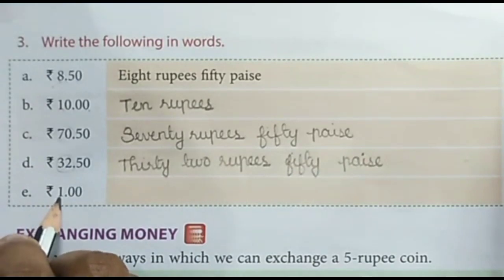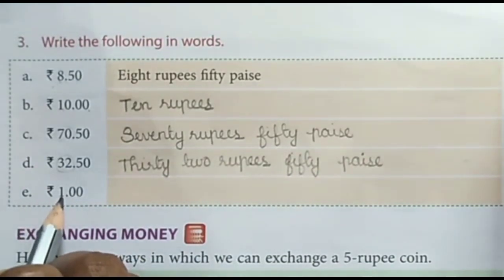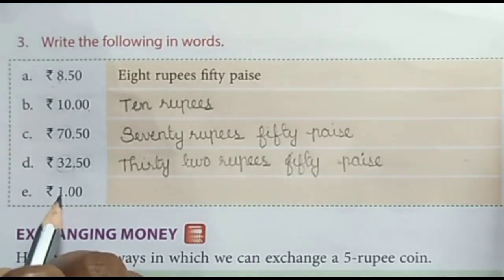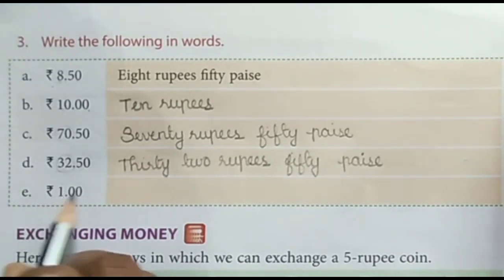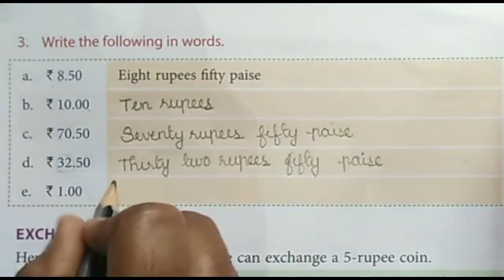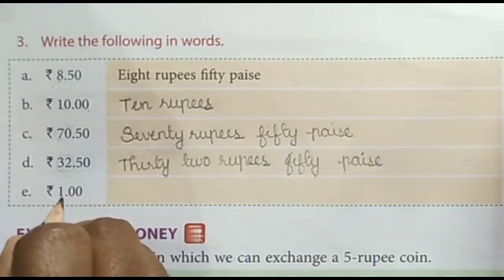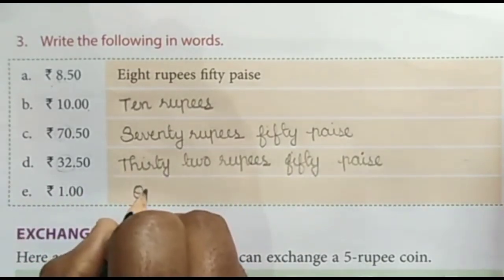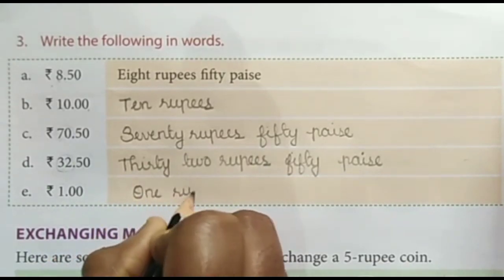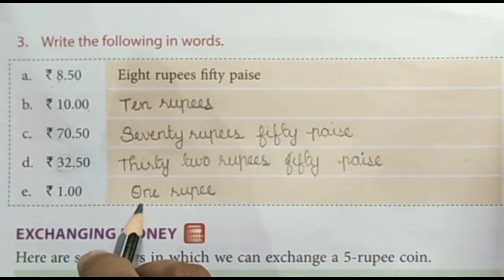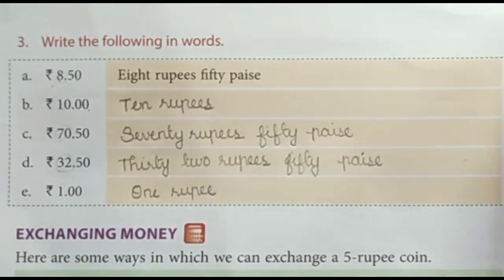Next one is 1.00. On the left side of the dot the number is 1 and on the right side there are no numbers. So the 1 represents rupees, so the amount is 1 rupee, since there is no number on the right side of the dot. Right? 1 rupee. So this is the way of writing rupees and paise in words.